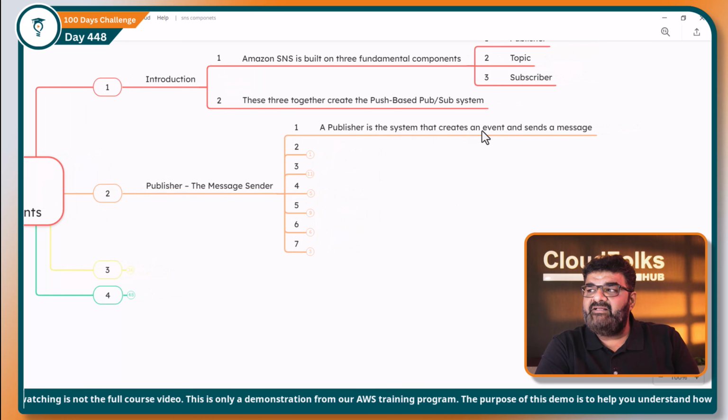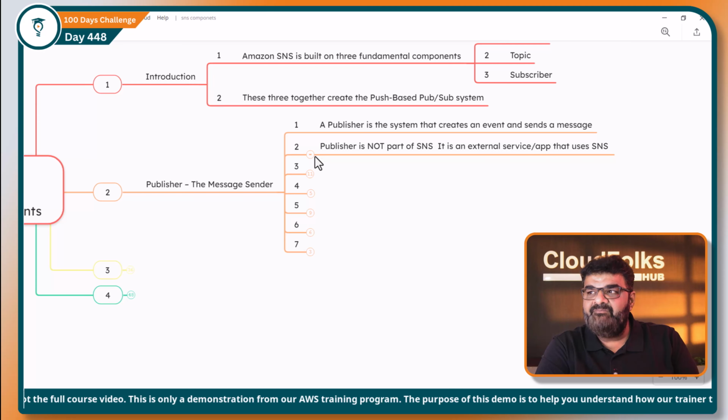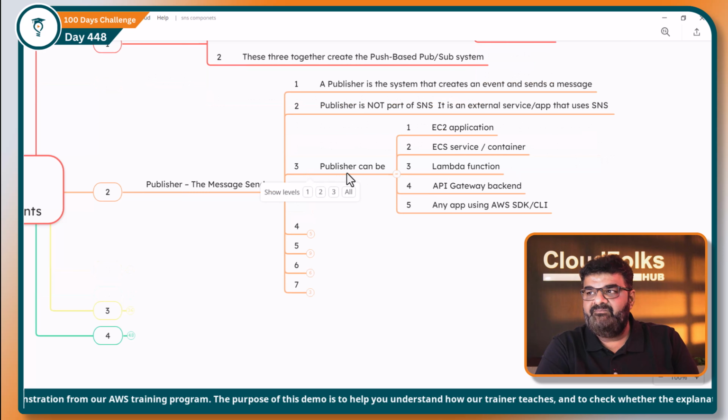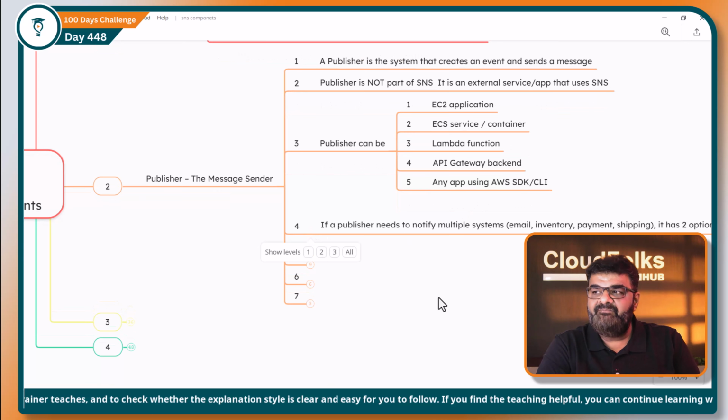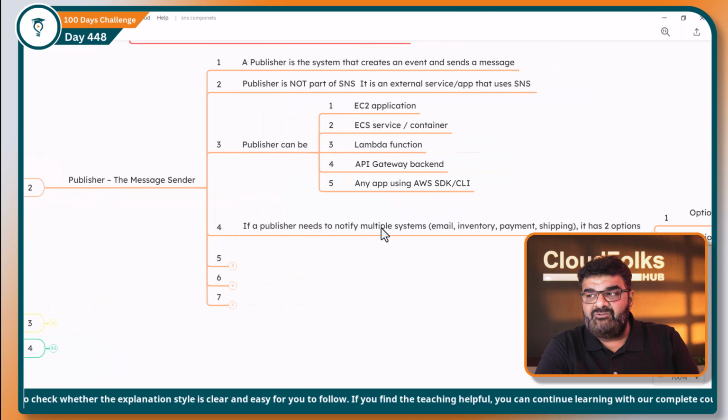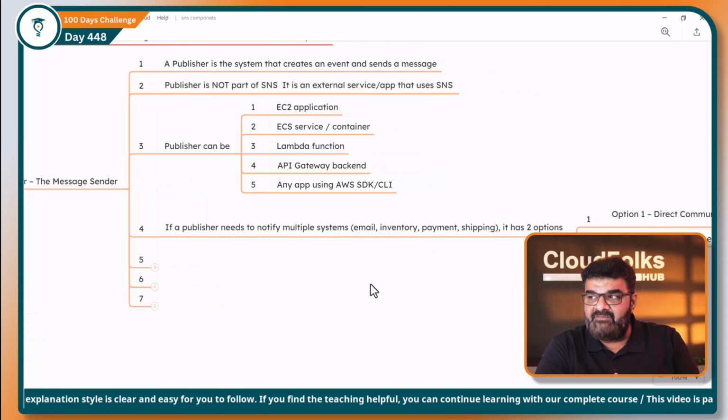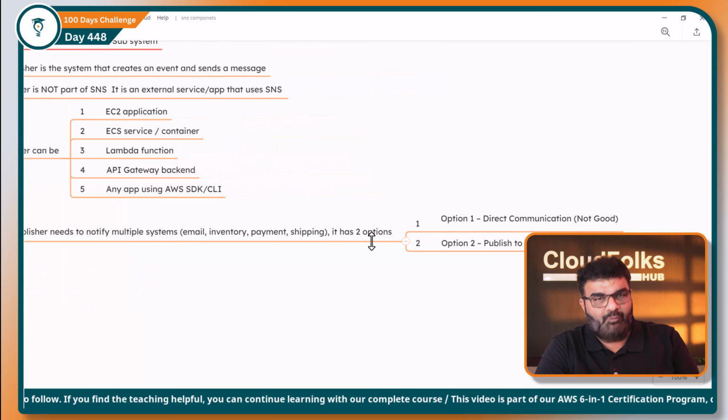Publisher is a system that creates an event and sends a message. Publisher is not part of SNS. It is an external service or app that uses SNS. Publisher can be an EC2 application, ECS service or container, Lambda function, API Gateway, or even an application built using AWS SDK or CLI. If the publisher needs to notify multiple systems like inventory, email, payment, shipping, it has two options.